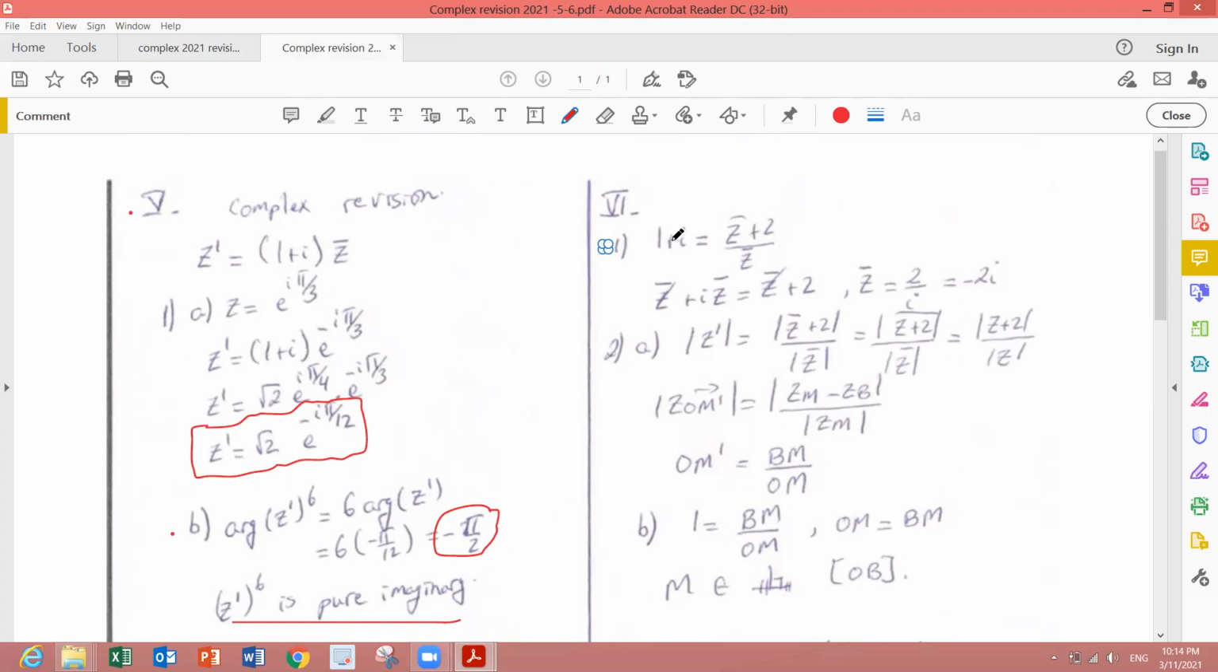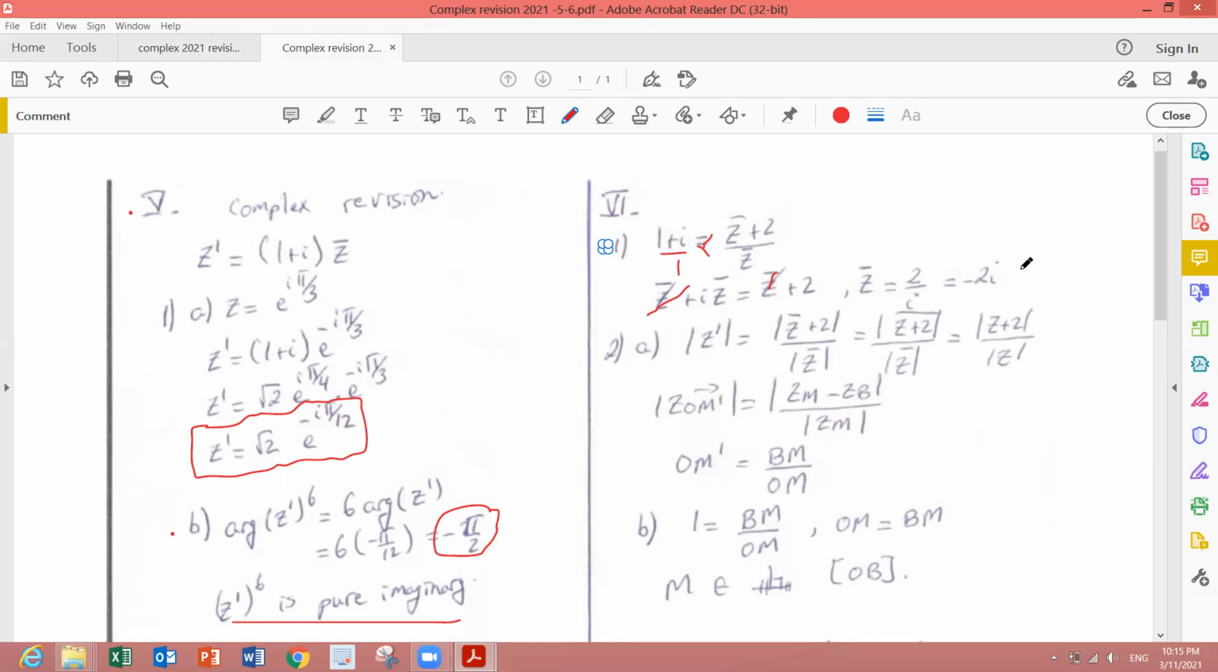So Z prime is 1 plus i equals Z bar plus 2 over Z bar. Cross multiplying, we will get Z bar plus iZ bar equals Z bar plus 2. Z bar to one side, Z bar minus Z bar is 0. So iZ bar equals 2, Z bar equals 2 over i, equal to minus 2i.